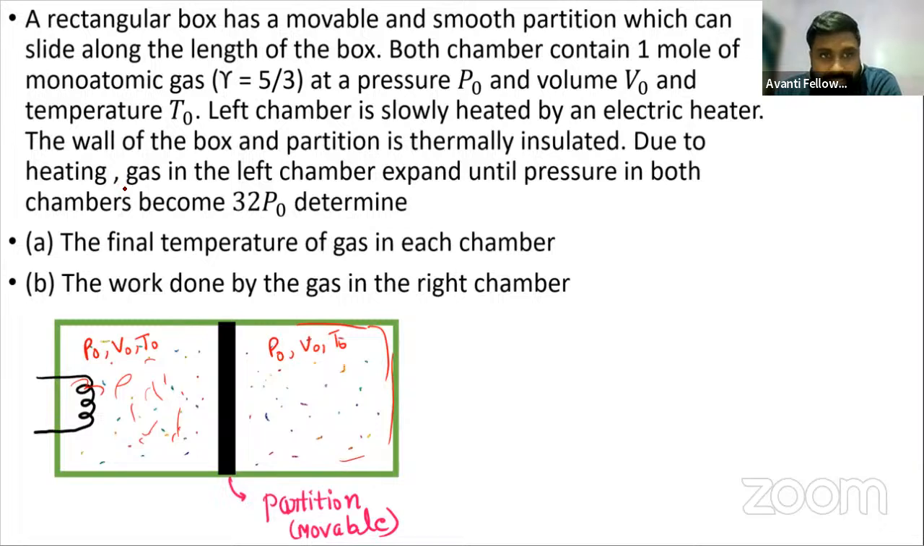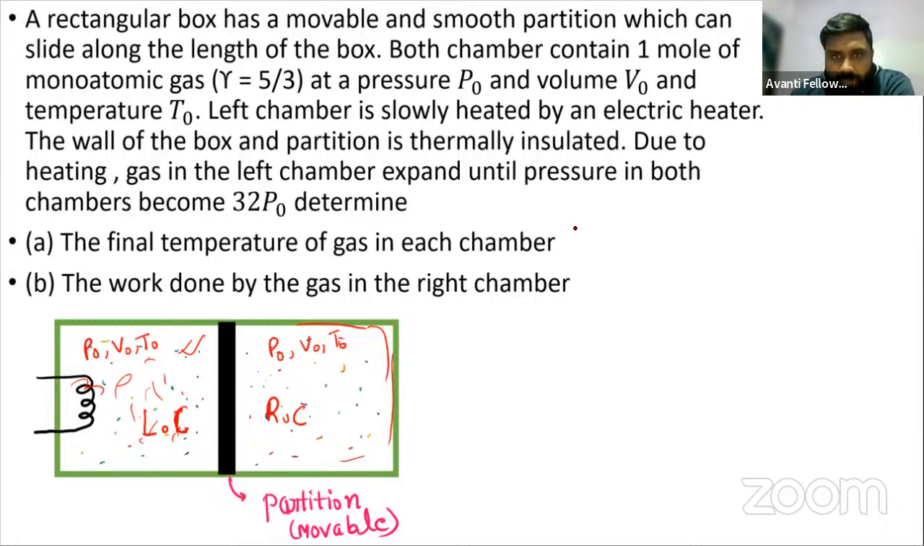Now, due to heating, the gas in the left chamber expands until the pressure in both chambers becomes 32 P naught. Now determine the final temperature of the gas in each chamber and the work done by the gas in the right chamber. So this is our right chamber, RC, and this is our left chamber.